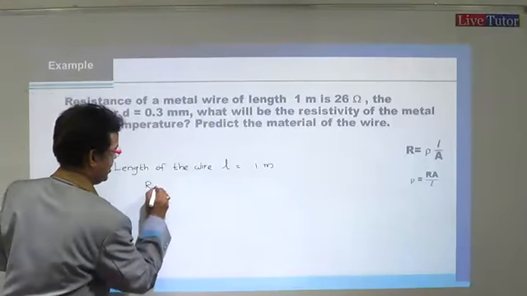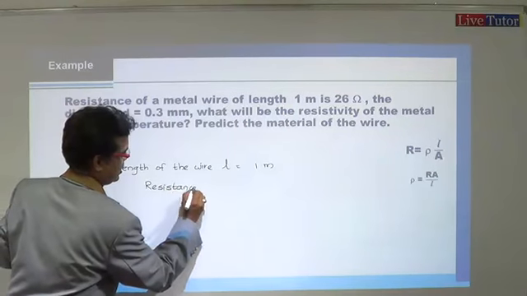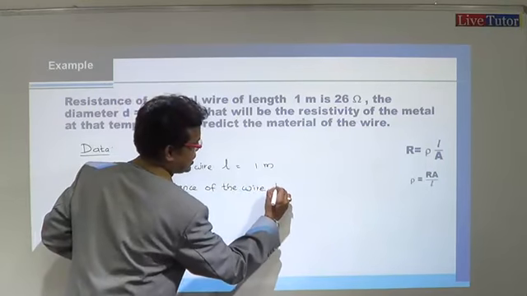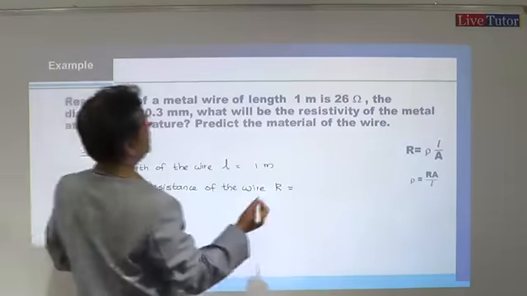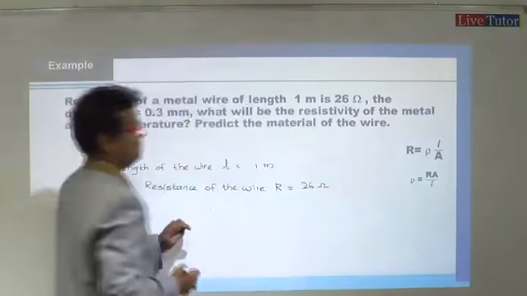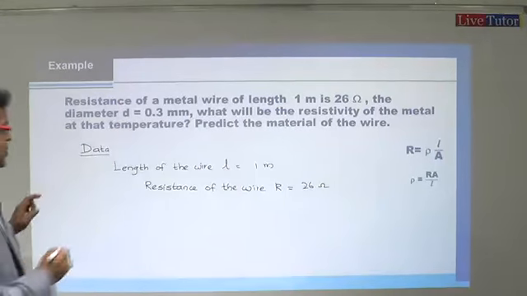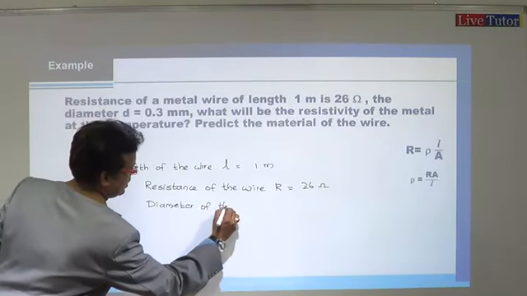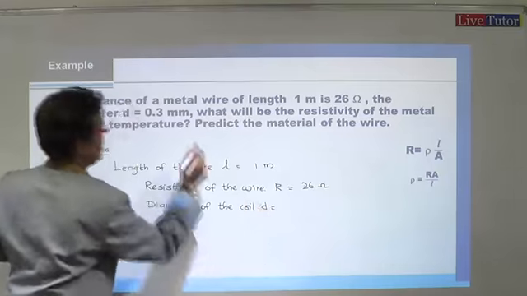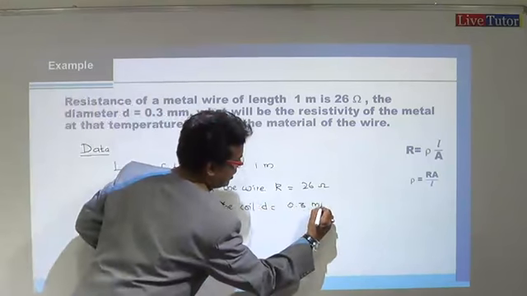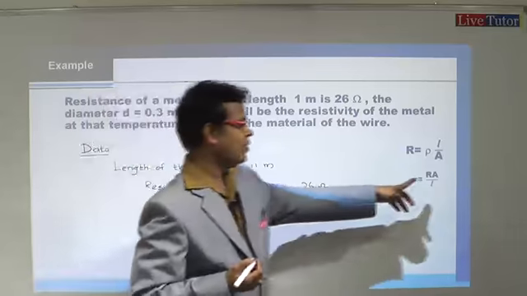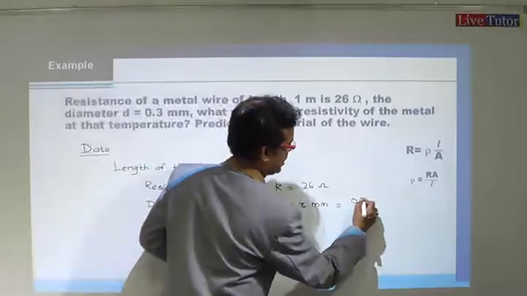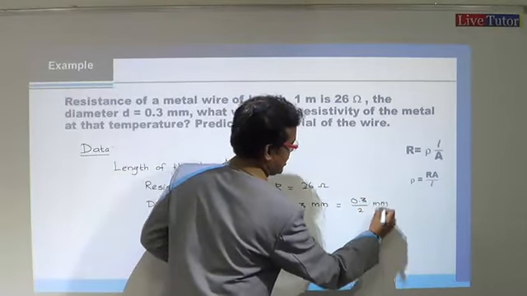So resistance of the wire, which is taken as capital R, is given as say 26 ohms. Okay. Now diameter is given. So diameter of the coil, you have to take it as D. It is 0.3 millimeter. Since when you are finding out this area, we need the radius of the coil. So you can take this as 0.3 by 2 millimeter.